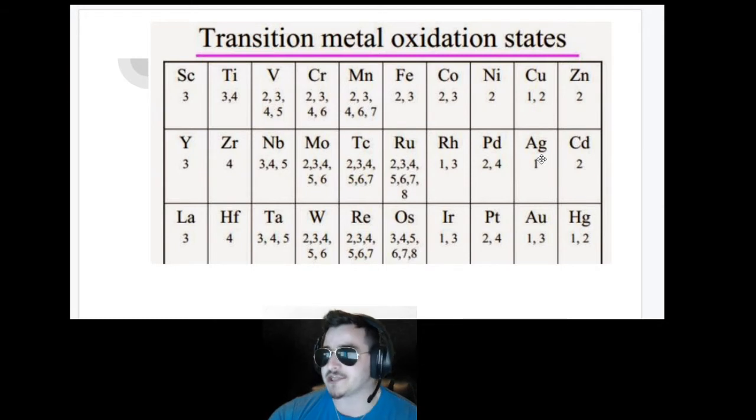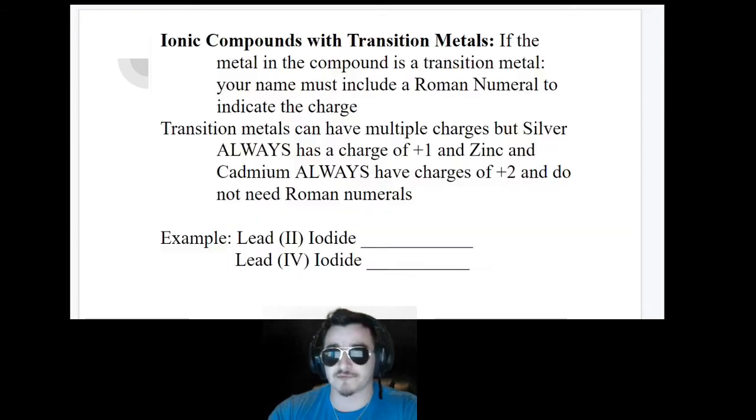Silver always has a charge of 1. Zinc and cadmium always have a charge of 2. And now that I'm looking at this actual picture here, I know for a fact nickel can have more than one oxidation state. Scandium can have more than one oxidation state. So this might not be the most accurate oxidation state list. You don't have to memorize the oxidation state list. That's what I'm trying to get across to you, is you're always going to be able to figure it out. However, silver, zinc, and cadmium do not need Roman numerals, but there are a couple of exceptions outside of the transition metals that you want to point out to yourself as well, because they can also have multiple personalities.